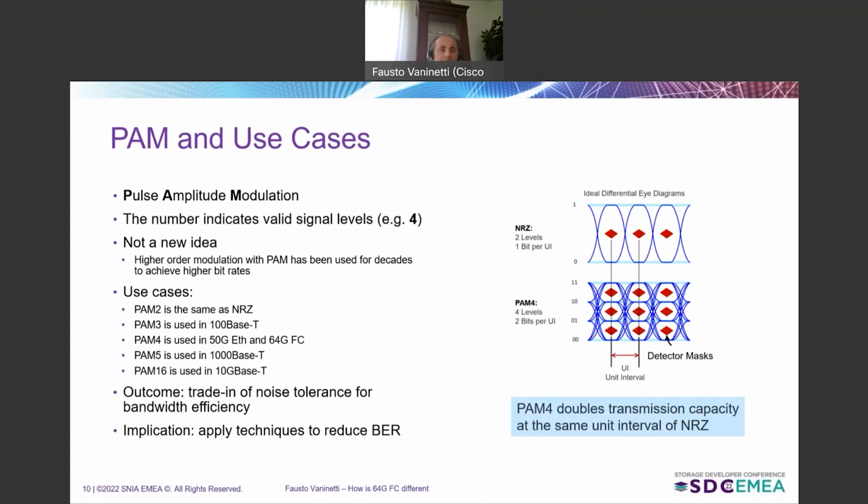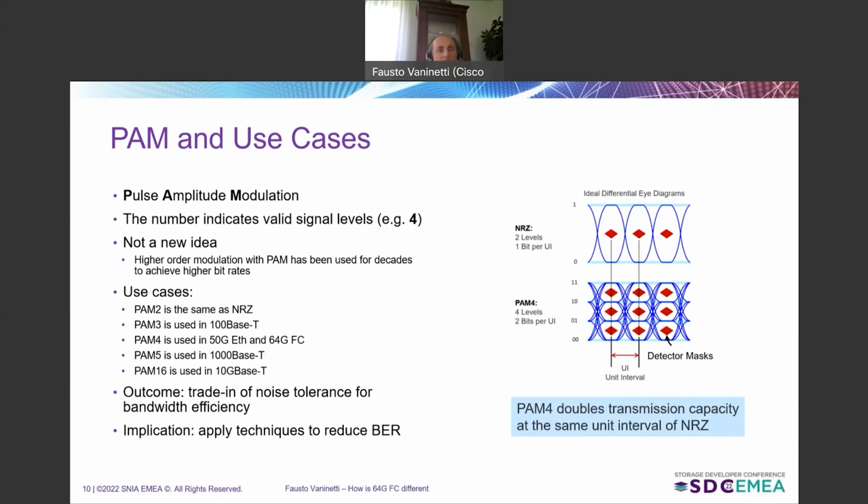Pulse amplitude modulation with 4 levels is not something really new. In the past, we have seen the adoption of this kind of modulation schema on various transmission technologies. For example, Ethernet 100 gig base T was using PAM at 3 levels. 50 gigabit Ethernet uses PAM4, just like 64 gig fiber channel. And we even have implementations using 16 levels of PAM. And this is the case for 10 gig base T.